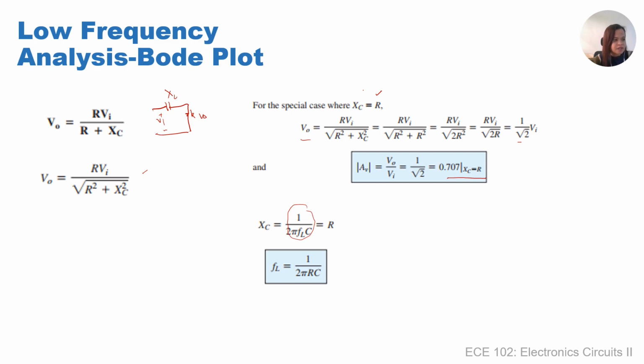Since Xc is equal to R, we can just put R in the denominator. So we could have the frequency equal to 1 over 2 pi RC. So we already have the formula to determine the cutoff frequency whenever we have the value of R.